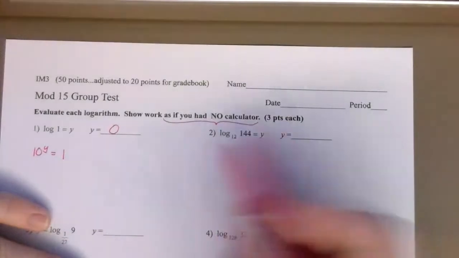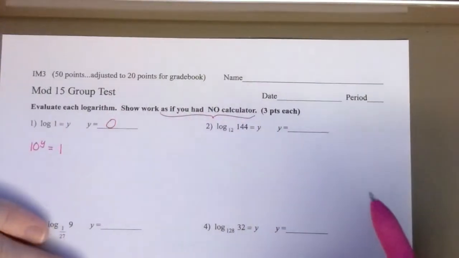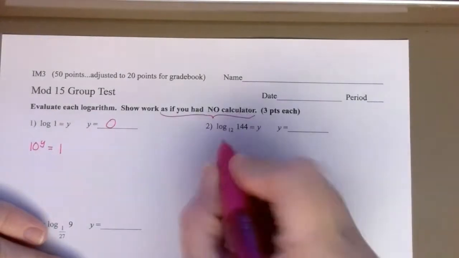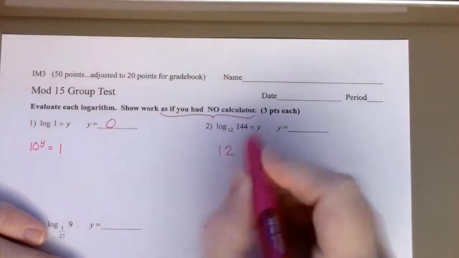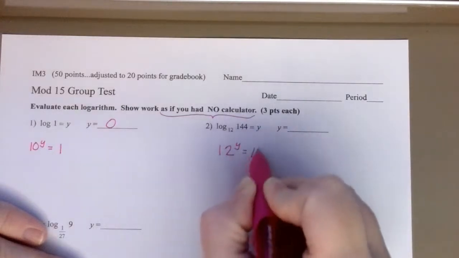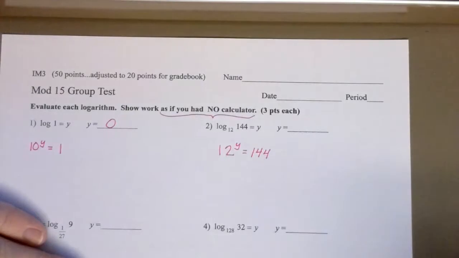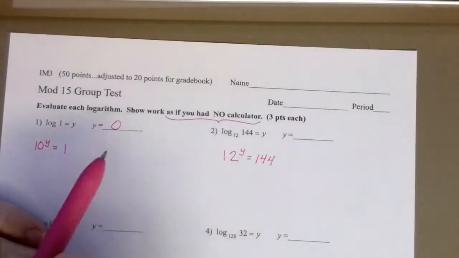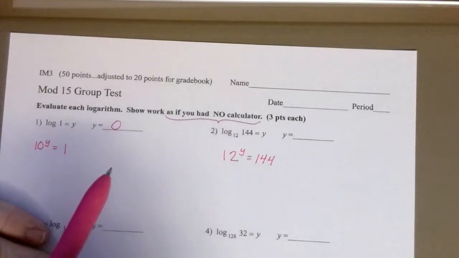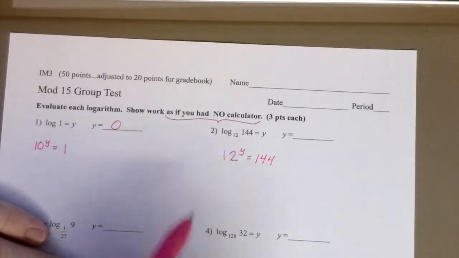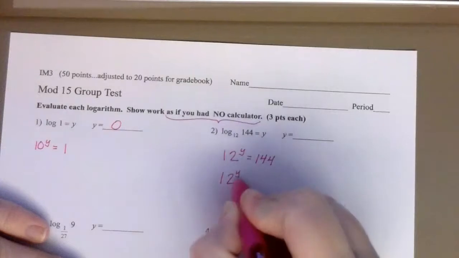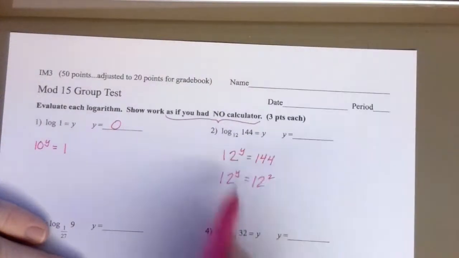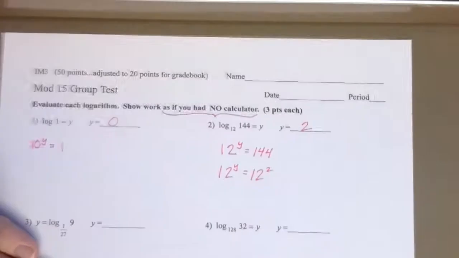Number 2, the most commonly missed answer that I get is 12. If I go to exponent form, I have 12 to the y equals 144. And people think, oh, that's 12 times 12, which is 144. Yes, however, that's an exponent. That's not just saying multiply by a number. That needs to know what the exponent is. So 12 to the what power equals 144?